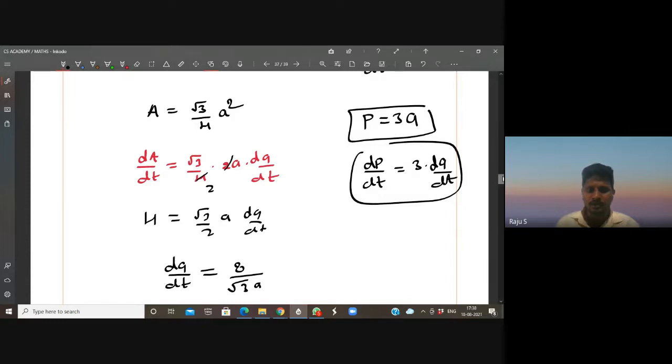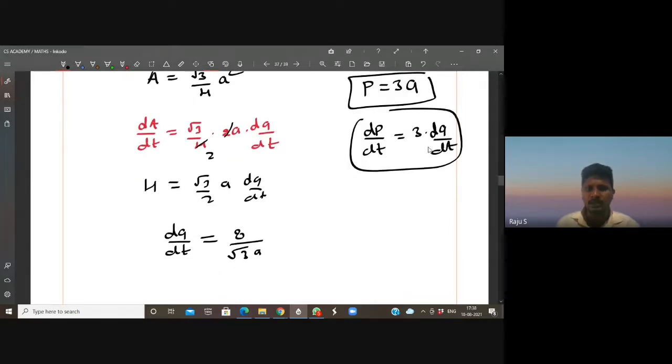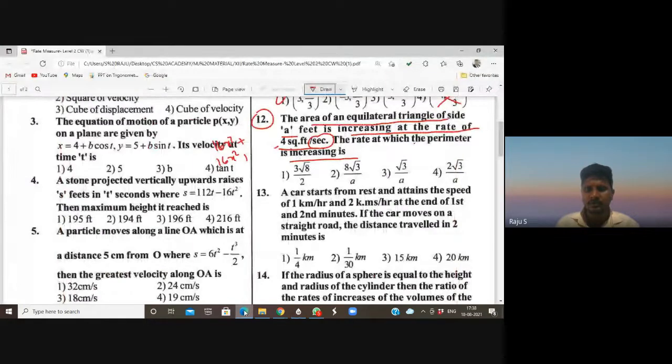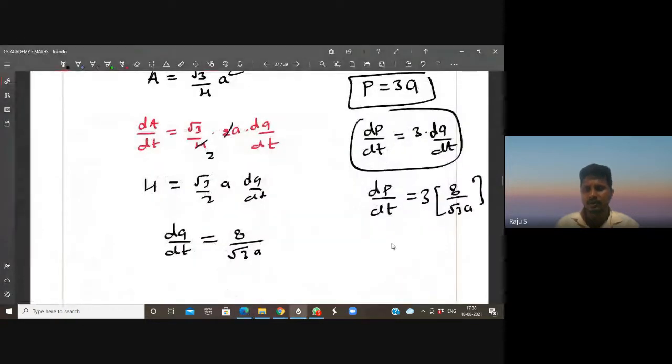This da by dt value you can replace here. dP by dt is equal to 3 times 8 by root 3 times a. So which of the following options is correct, students? Second option, shall we write? Yes, exactly. This is the rate of change of perimeter.